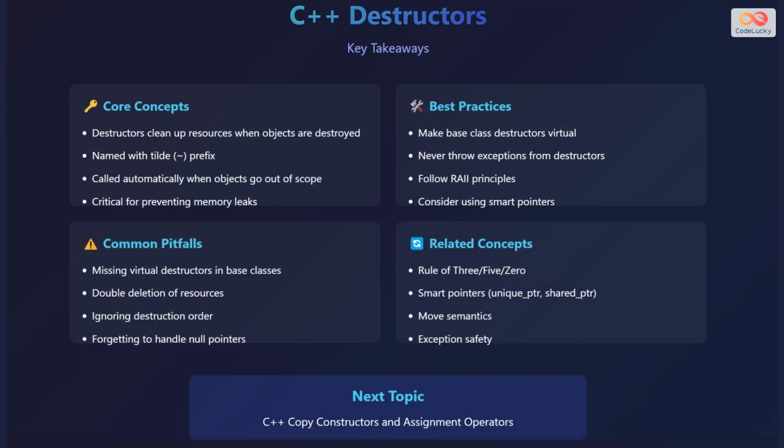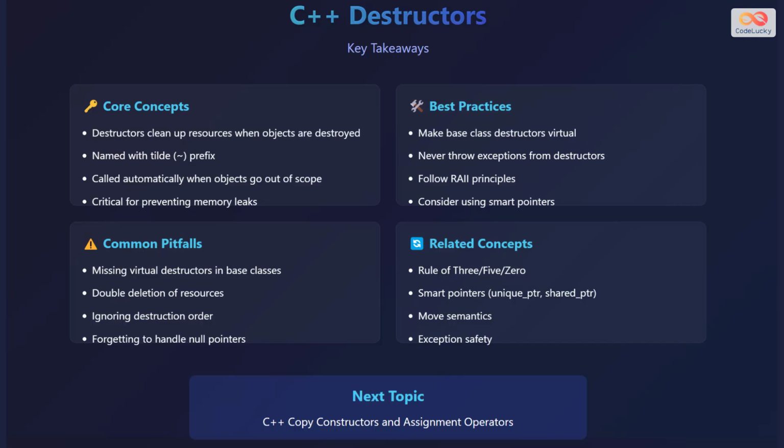Here are some best practices to follow when working with destructors and to summarize all of the concepts we have seen so far. Always make base class destructors virtual to ensure proper cleanup in inheritance hierarchies. Keep destructors exception-free, as exceptions thrown from destructors can lead to program termination. Check for null pointers before deletion to avoid double deletion errors. Consider using smart pointers instead of manual memory management to automate resource management and prevent leaks. Follow the rule of 3, 5, or 0 to manage resources correctly in your classes.